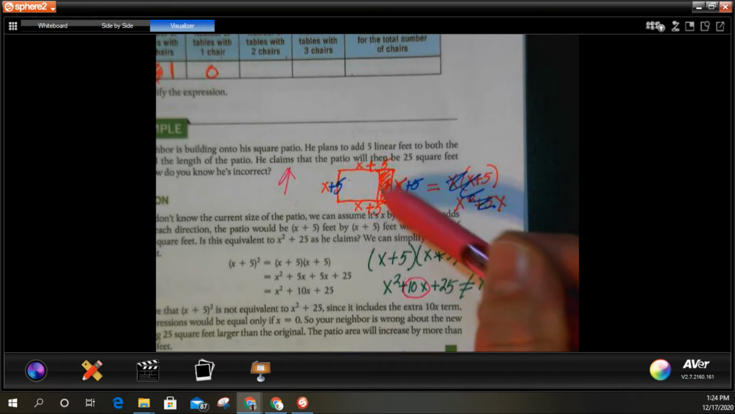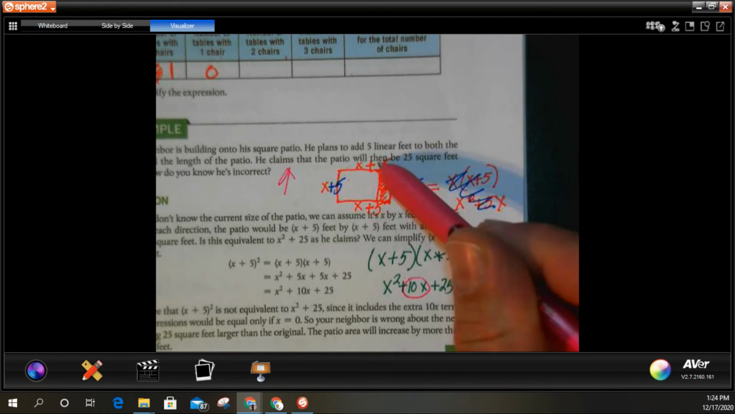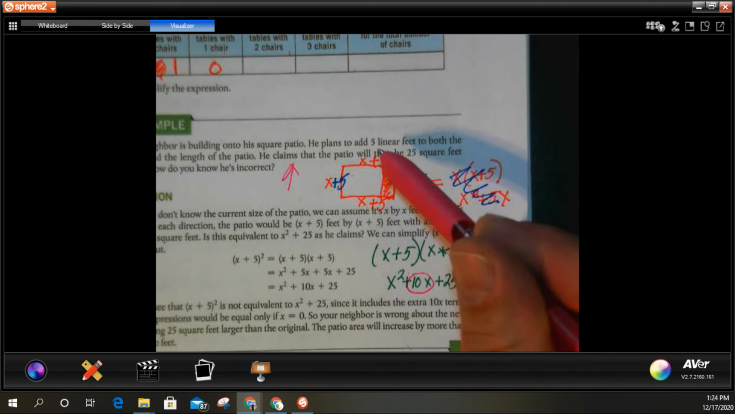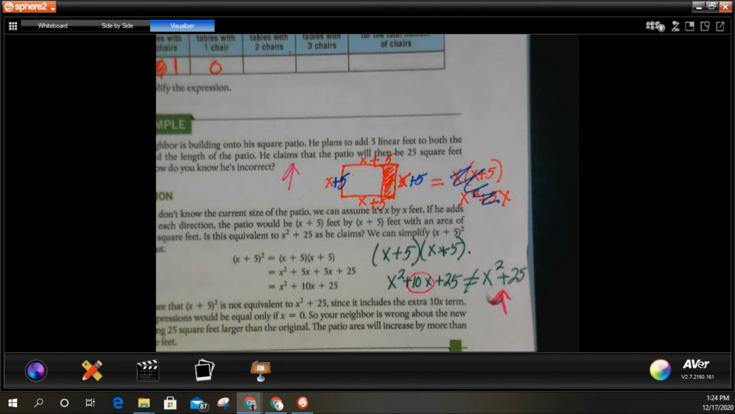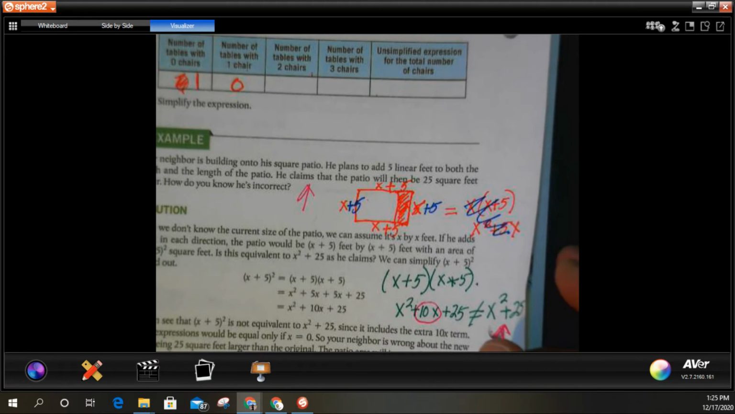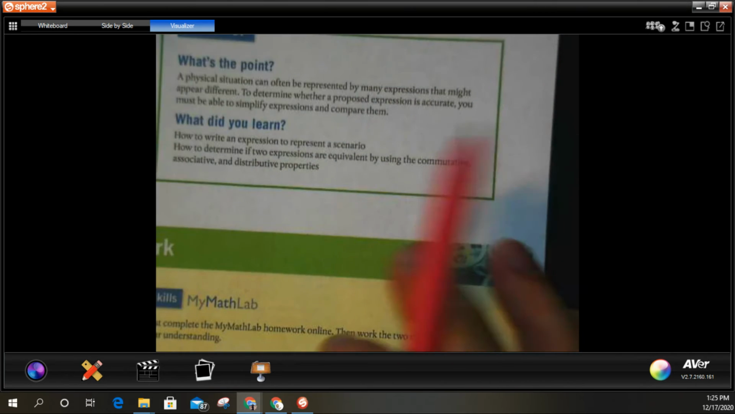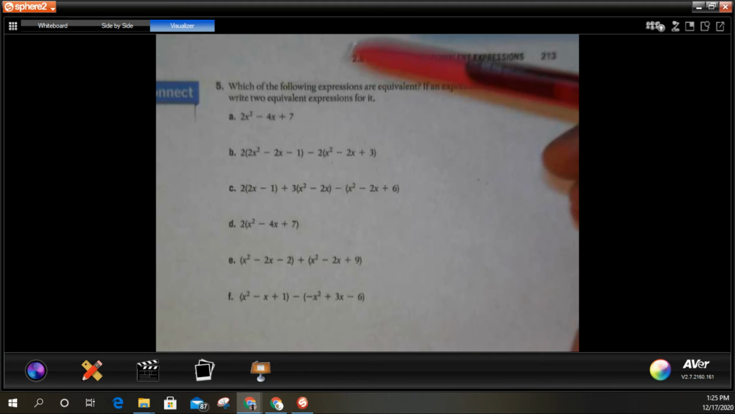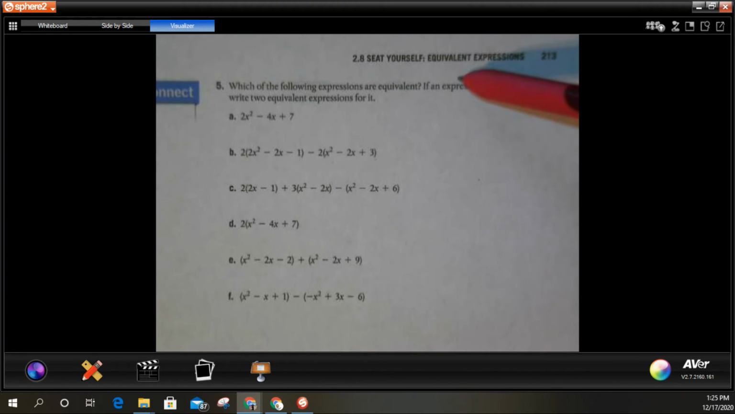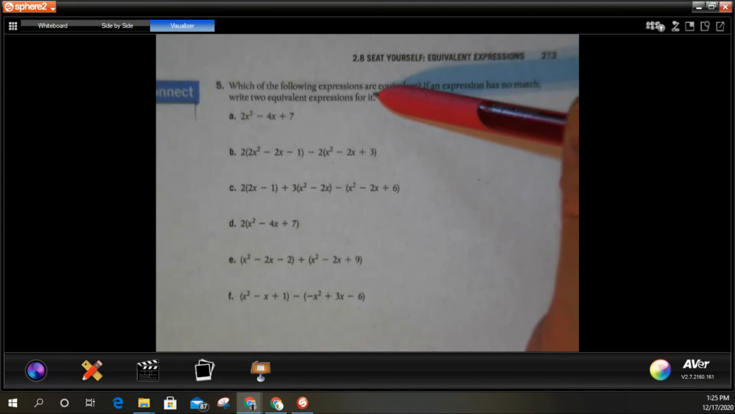Which of the following expressions are equivalent? If an expression has no match, write two equivalent expressions for it. So I'm going to combine like terms. I'm going to simplify all of them. This one simplified: 2 times 2x squared is 4x squared. 2 times minus 2x is minus 4x. 2 times minus 1 is minus 2.